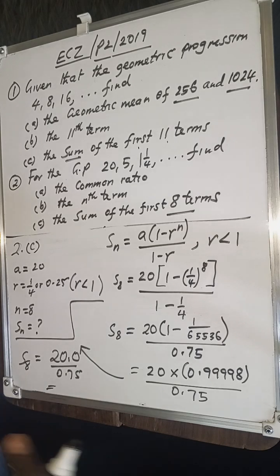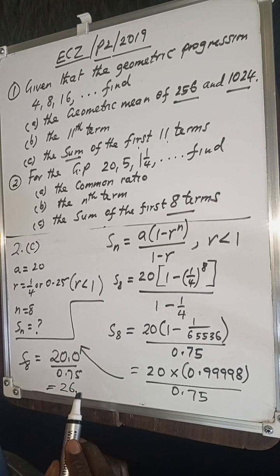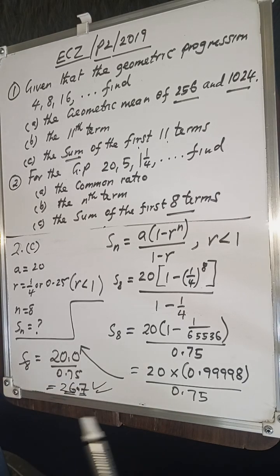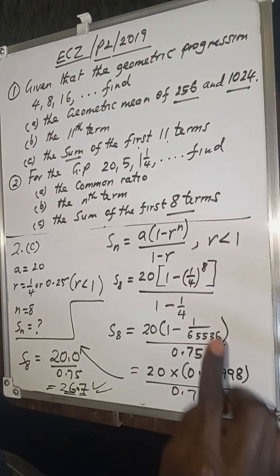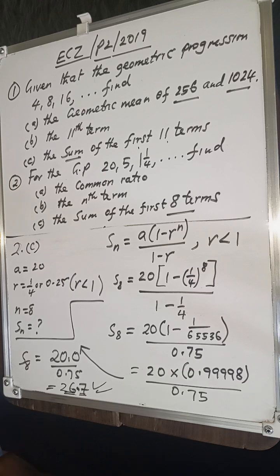So 20 divided by 0.75 is going to give you 26.7. So 26.7 is the correct value. So that is the sum of the first 8 terms. Please, you just need to be persistent. If you're not comfortable with fractions, use a decimal number. That is very much okay in the exam.